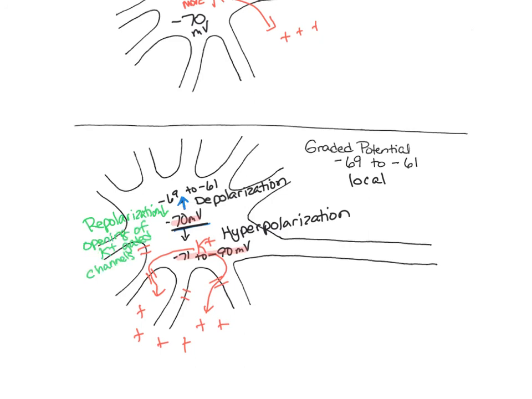Graded potentials can occur in the membranes of many different cell types. They can occur in epithelial cells, in glandular cells, in adipocytes. And graded potentials are responsible for releasing neurotransmitters like acetylcholine.